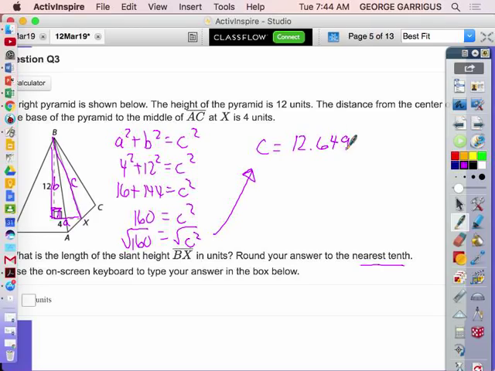12.649. Now look, that's the hundredths. I'm sorry. This is the tenths, this is the hundredths, and this is the thousandths. So this is going to round to c equals 12.6.